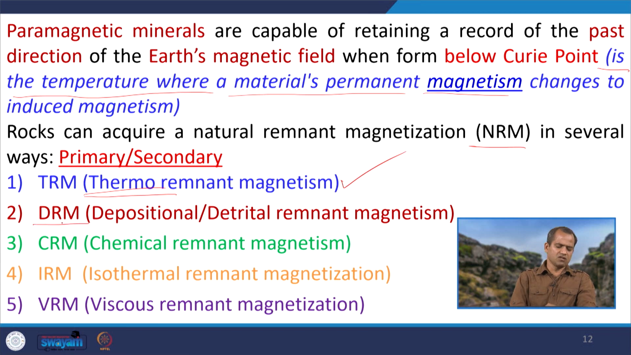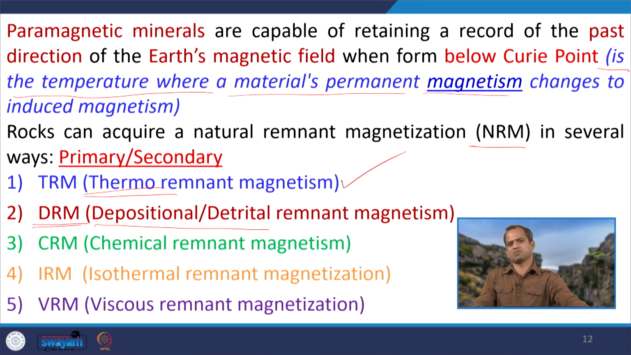And then another is called DRM, depositional or detrital remnant magnetism. That term itself is talking about the sedimentary rocks. So, when the sedimentary rocks are depositing, during settling down in the water column, these magnetic minerals orient themselves according to this earth's magnetic field, and they respond to this magnetic field and orient likewise.